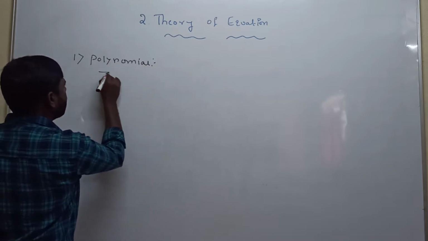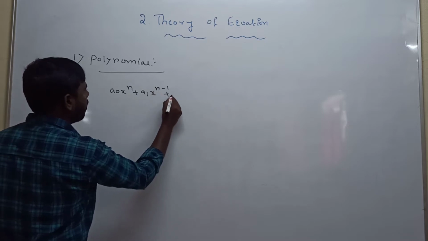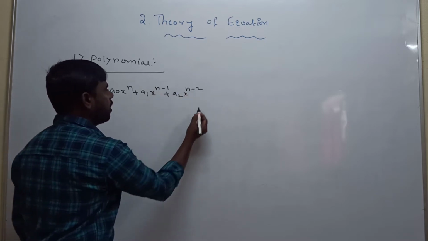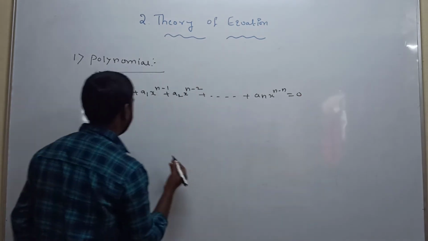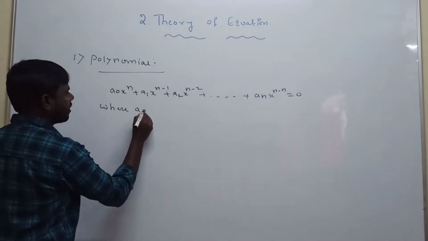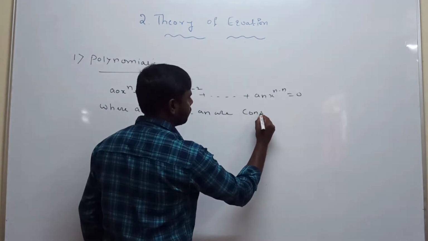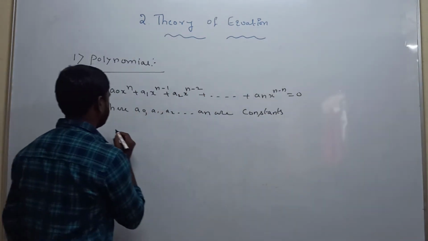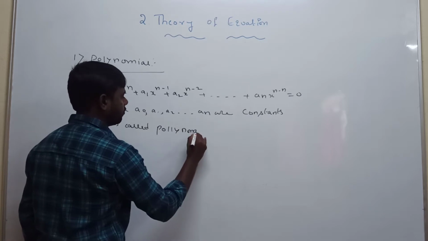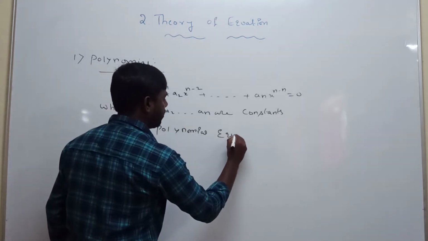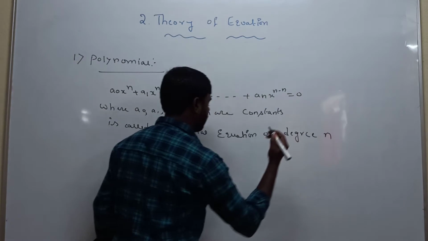An expression of the form a0 x to the power of n plus a1 x to the power of n minus 1 plus a2 x to the power of n minus 2 plus so on, plus an, is equal to 0, where a0, a1, a2, so on, an are constants, is called a polynomial equation of degree n in the variable x.